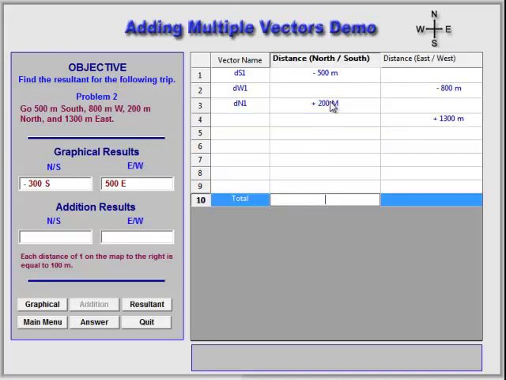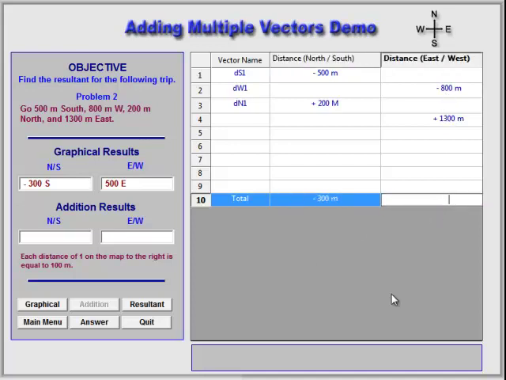And let's see, minus 500 plus 200 is minus 300 meters. And this is minus 800 plus 1,300, which is plus 500 meters. And that would be east. And so now we can see that adding these vectors up, north-south and east-west, gives us exactly the same answers as our resultant. And again, I should be putting in the units here.